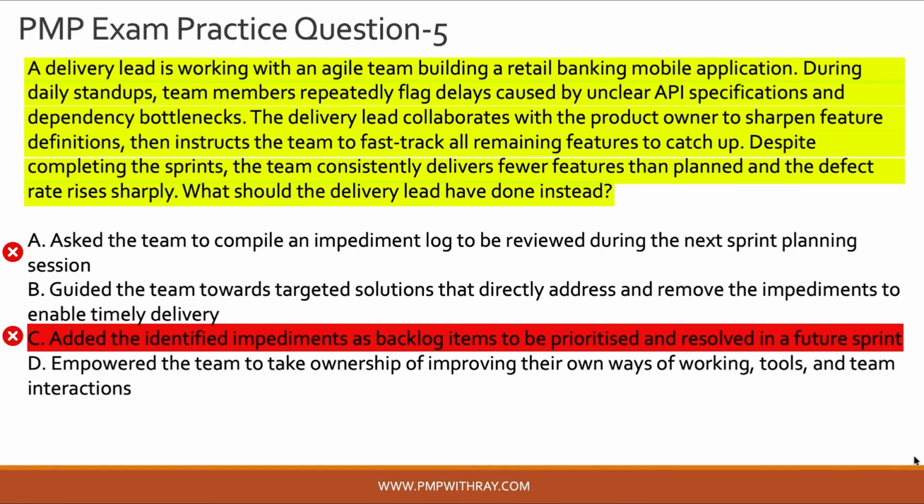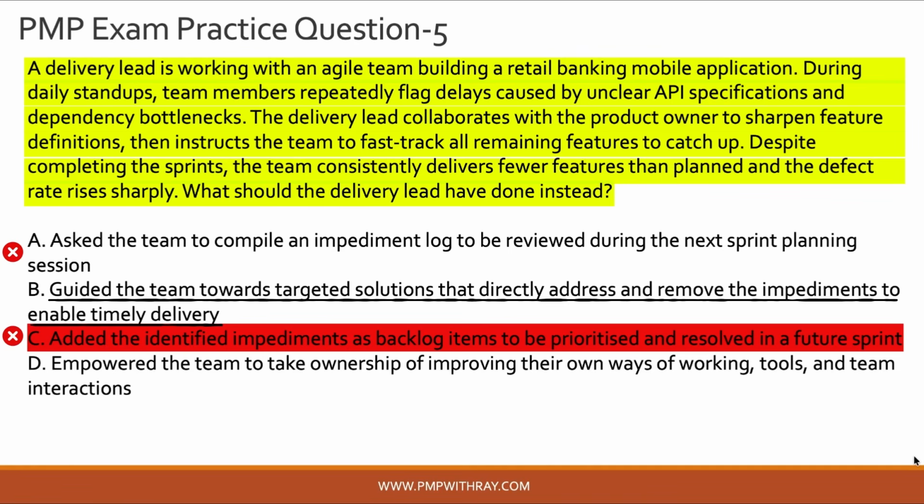Now, let's look at option B. And look, this is where it gets genuinely tricky, okay? Because option B is a very close answer choice, but it's an incorrect one. Option B says guide the team towards targeted solutions that remove impediments. Now, on the surface, that sounds really good, doesn't it? Almost a textbook way of managing an issue. But here is the critical distinction. Who is actually solving the problem here?